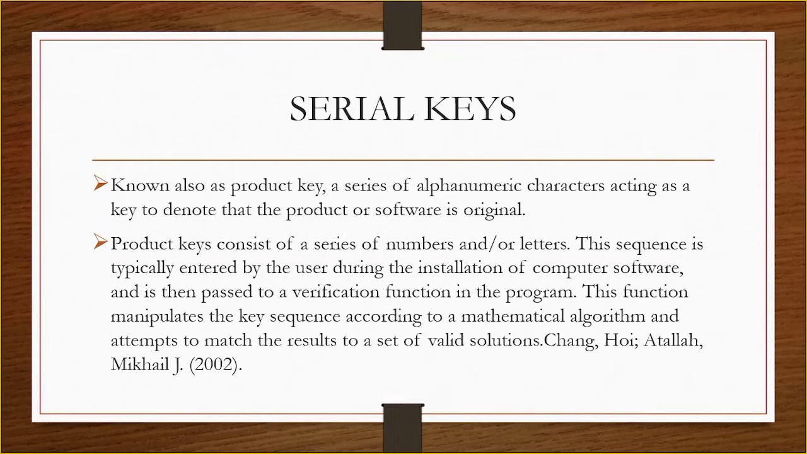Serial keys, known also as product keys, are a series of alphanumeric characters acting as a key to denote that the product or software is original. Product keys consist of a series of numbers and/or letters. This sequence is typically entered by the user during the installation of computer software and is then passed to a verification function in the program. This function manipulates the key sequence according to a mathematical algorithm and attempts to match the result to a set of valid solutions. A serial key is also a combination of numbers and letters that is used to prevent software piracy. A serial key may also be referred to as product key, product ID, activation code, registration key, and so on.